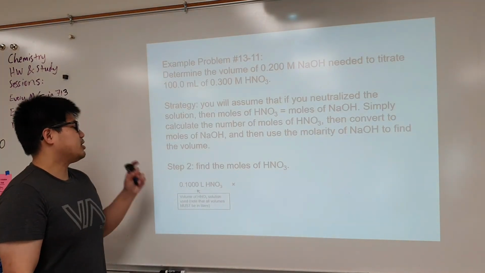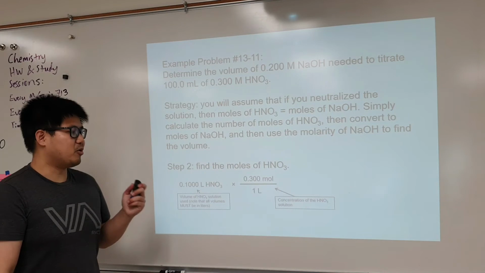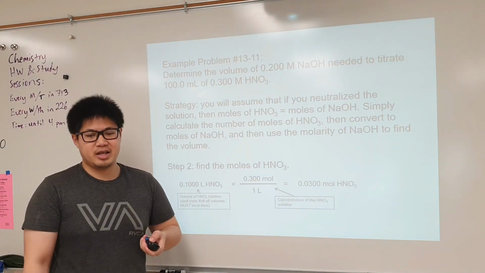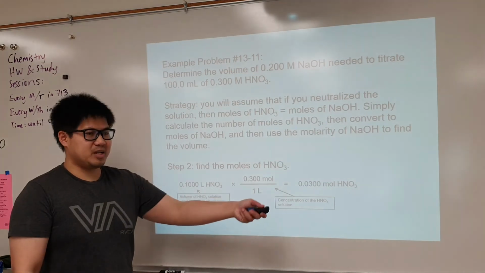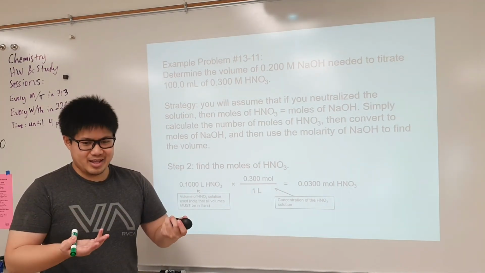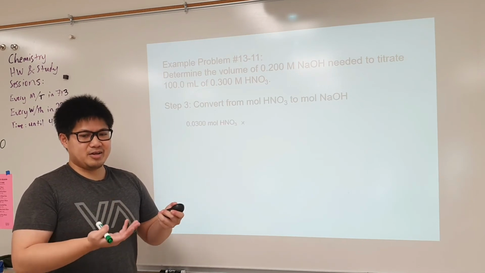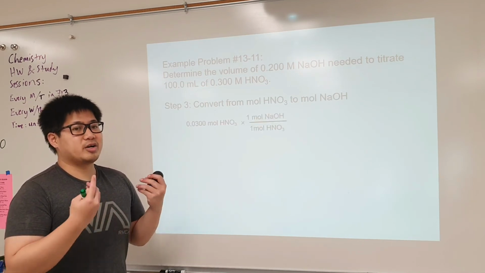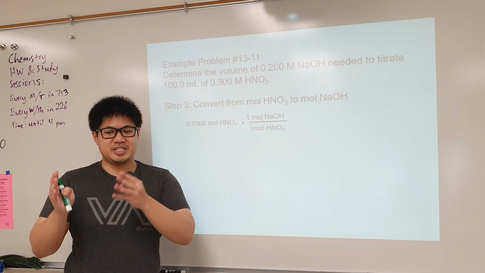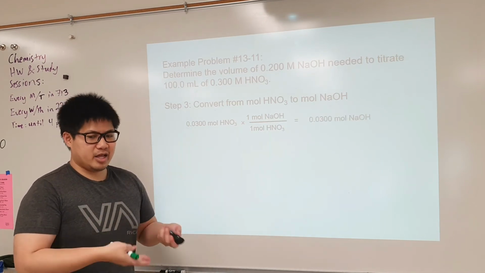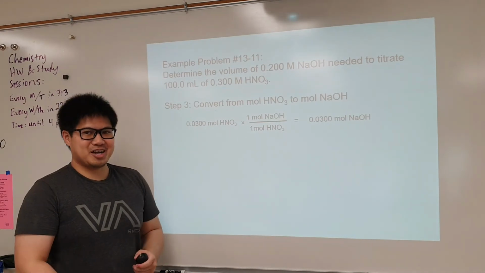Here's how we do it. You have your volume. You're going to multiply it by its molarity, the concentration that you're given, and then you find out you have this many moles of HNO3. Then we move on to step 3. Using those moles that we found, we're going to convert moles of HNO3 to moles of sodium hydroxide. And then you get your moles of sodium hydroxide.